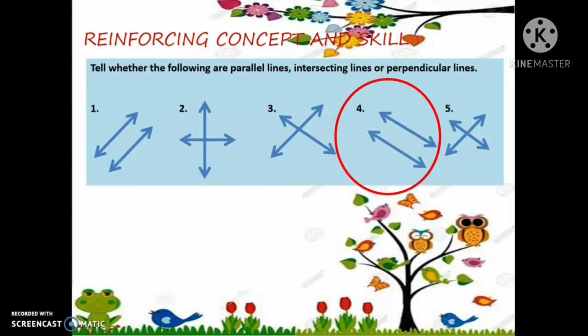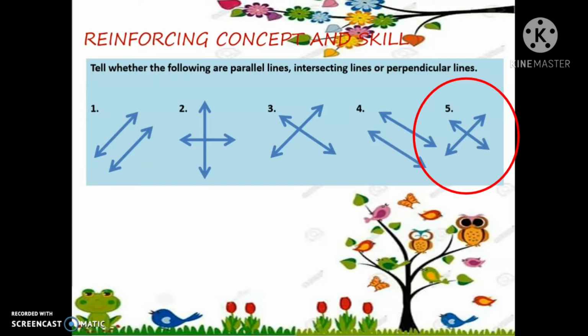Number 4? Correct. The answer is parallel lines. And number 5? Correct. The answer is intersecting lines. Very good, children.